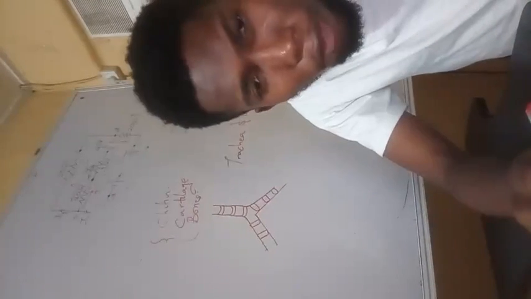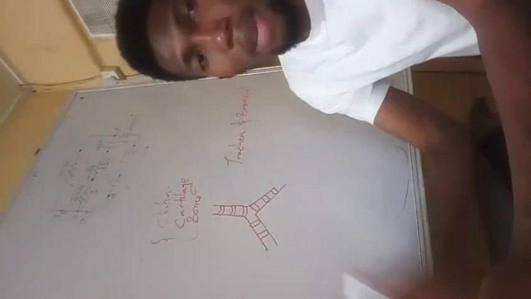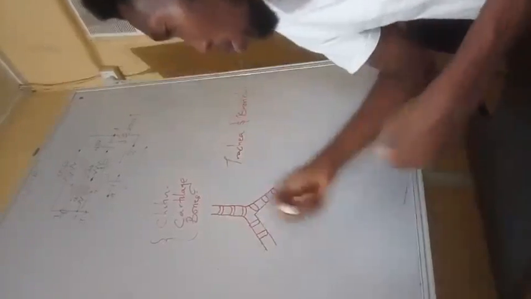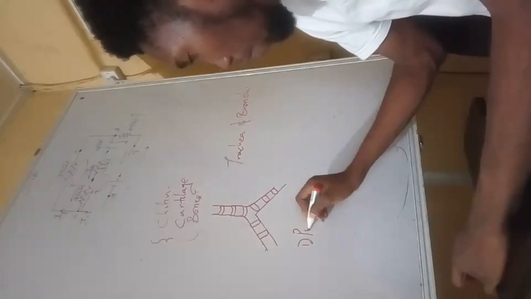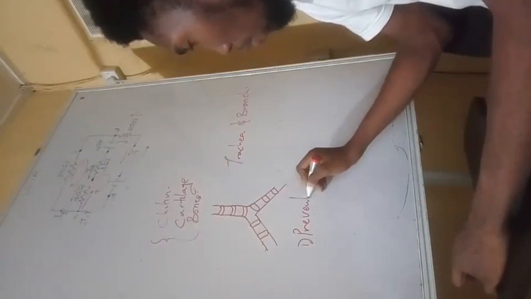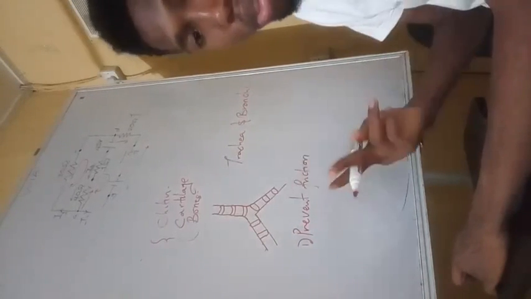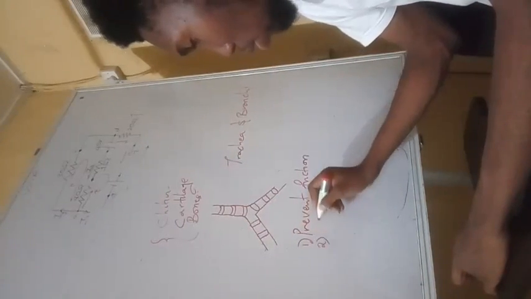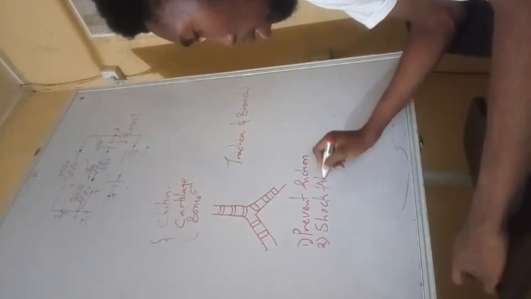Okay, someone said, what are the uses of cartilage? Let me mention them again. The first use of cartilage, we said, is to prevent friction between two bones. The second one is that it acts as a shock absorber.